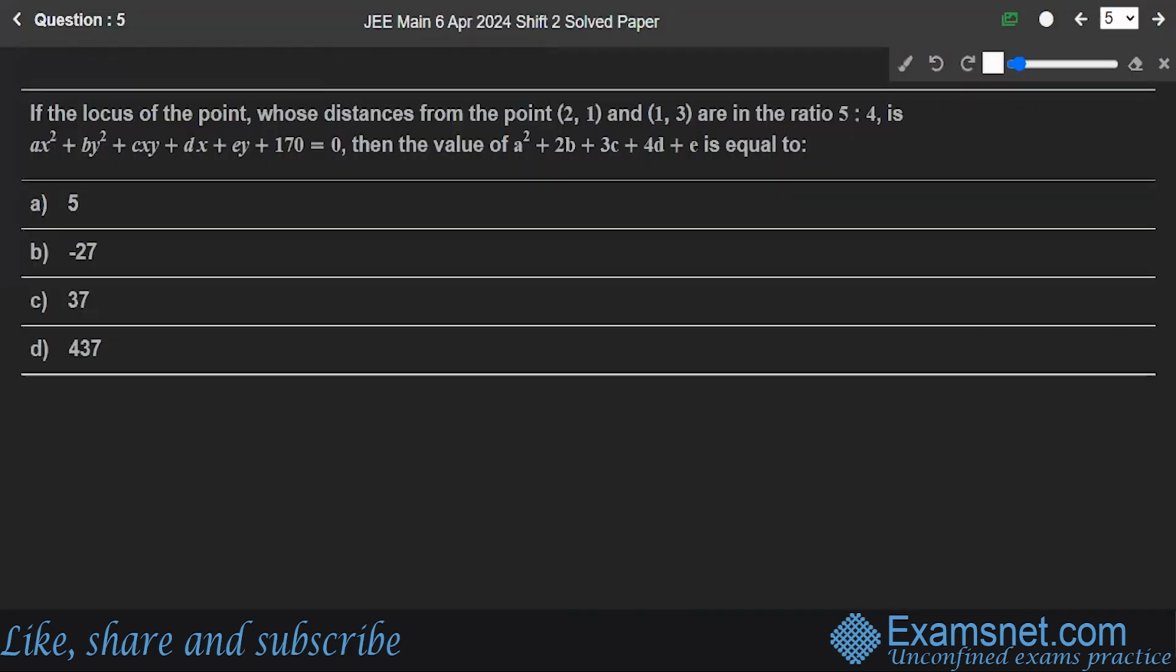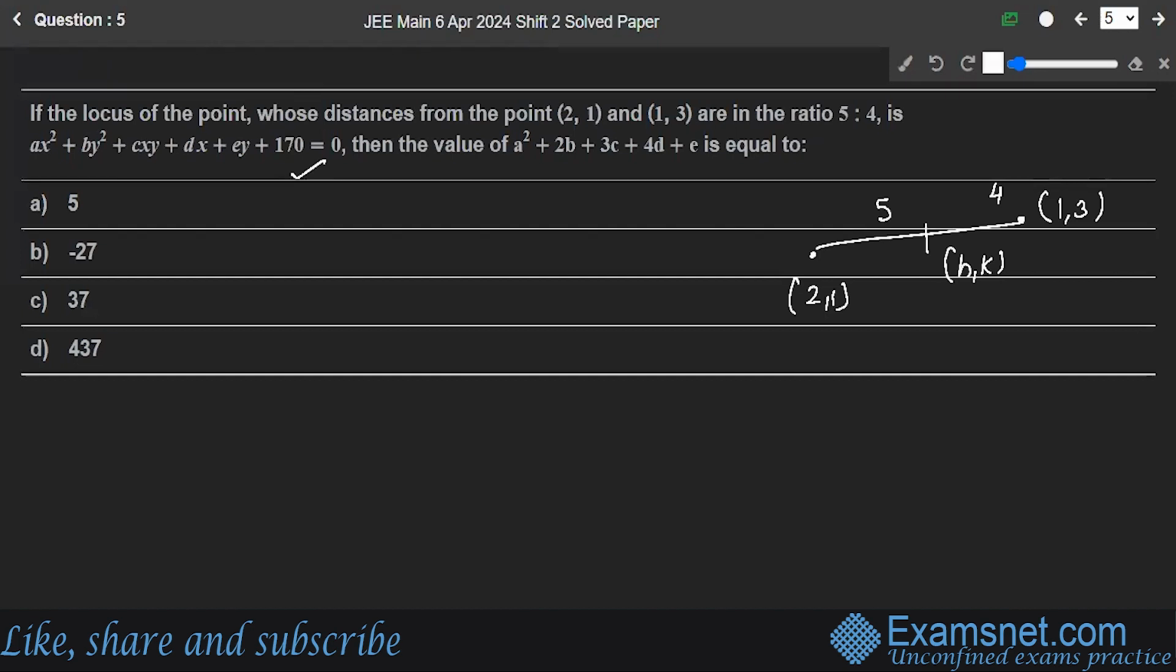Question number 5, if the locus of the point whose distances from these 2 given points 2, 1 and 1, 3 are in the ratio 5:4, and is given by this equation, then the value of this expression is equal to. So, okay, here you have these are the 2 points, 2, 1, and let's say this is your second point, 1, 3. Let this point be given by h and k, then you have to find out this value.